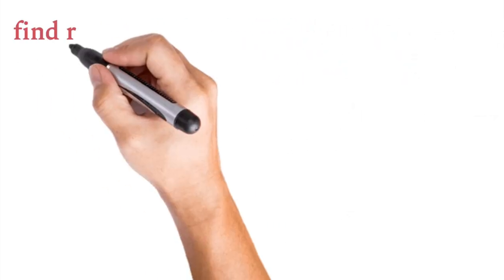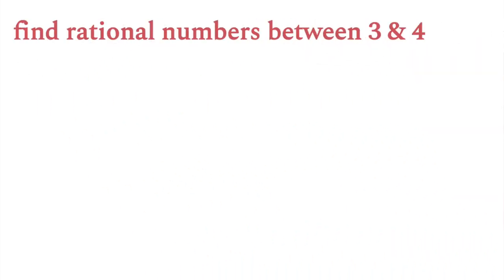Okay, what if we are supposed to find the rational numbers between 3 and 4? For this type of question, we have to write it in rational number form, which is P by Q. So write 3 as 3 by 1 and 4 as 4 by 1. What is our first step? To make denominators same. But here it is already same. Between 3 and 4, there is no number.